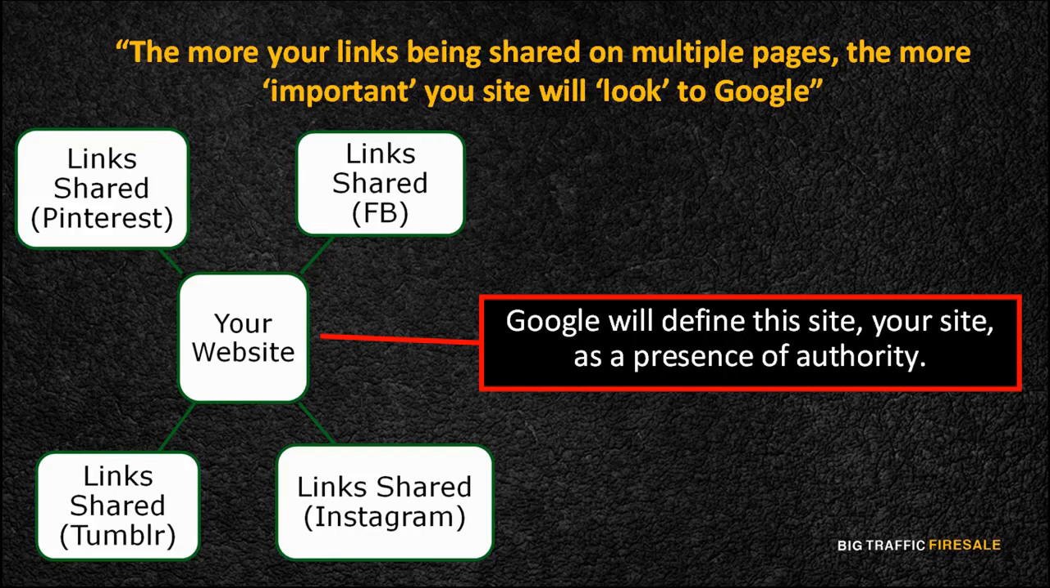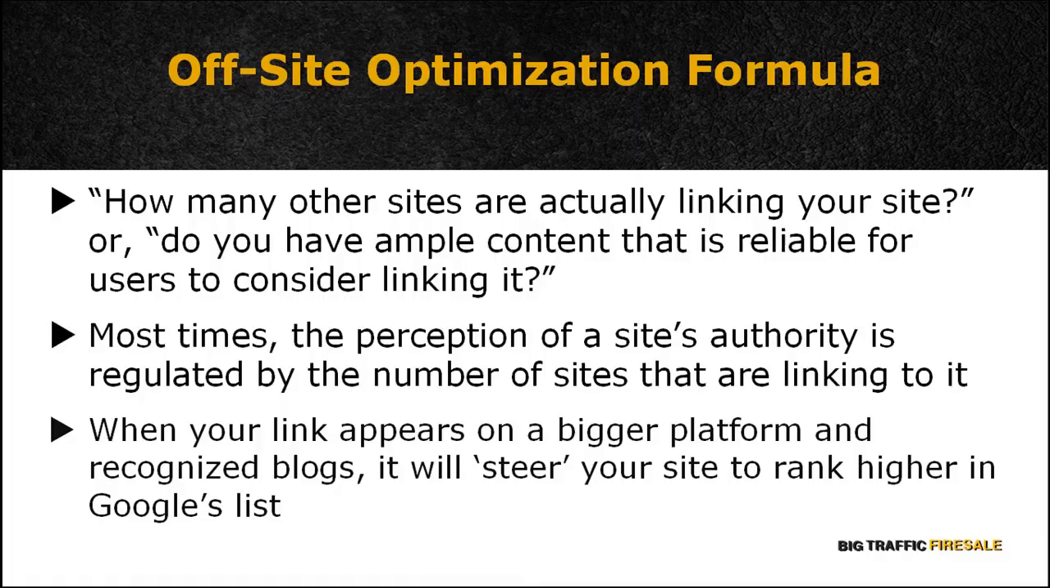Your site is at the center, and you have multiple sites sharing or linking your site in their site. Google will define this site, your site, as a presence of authority. The formula sounds simple, doesn't it? Well, not quite, because your real challenge would be how many other sites are actually linking your site, or do you have ample reliable content for users to consider linking to it?